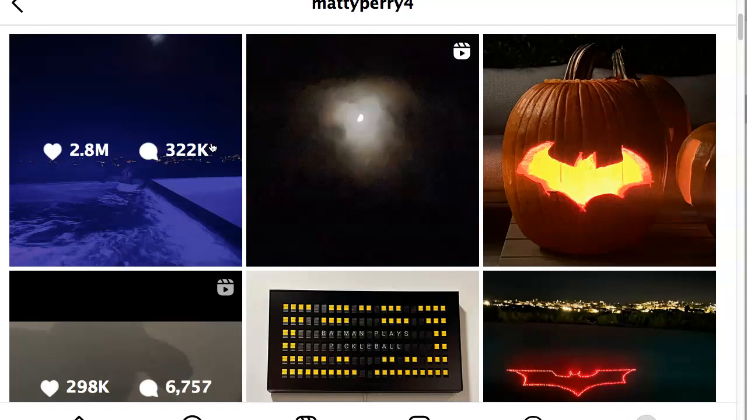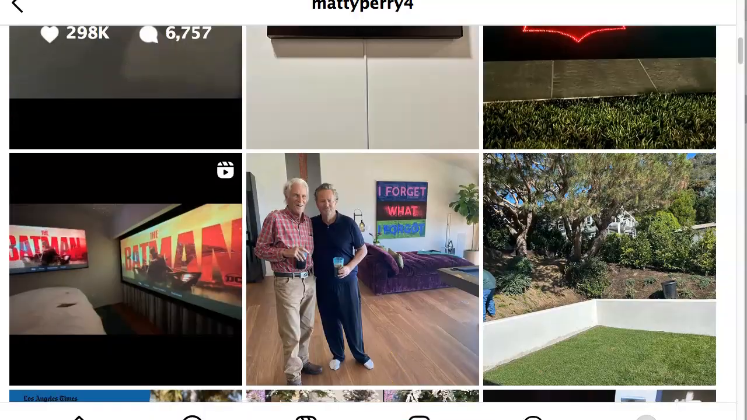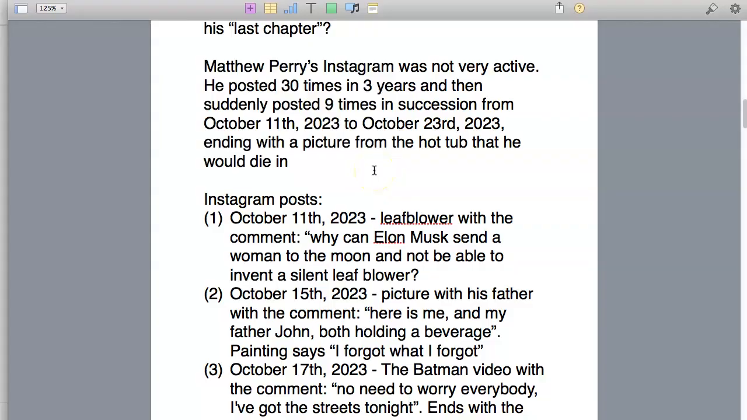In addition to other ideas about potential suicides, or potentially he knew he was in some kind of danger and he was trying to warn everyone, hey, here's my bat signal. But we'll get further into that as I read about each picture or video. As I said here, he suddenly posted 9 times in succession from October 11th, 2023 to October 23rd, 2023, ending with a picture from the hot tub that he would die in. So that hot tub picture was October 23rd, and he died 5 days later in the same place.